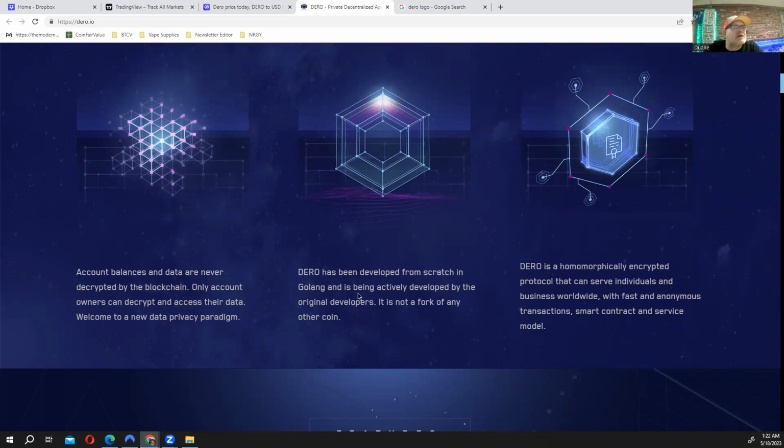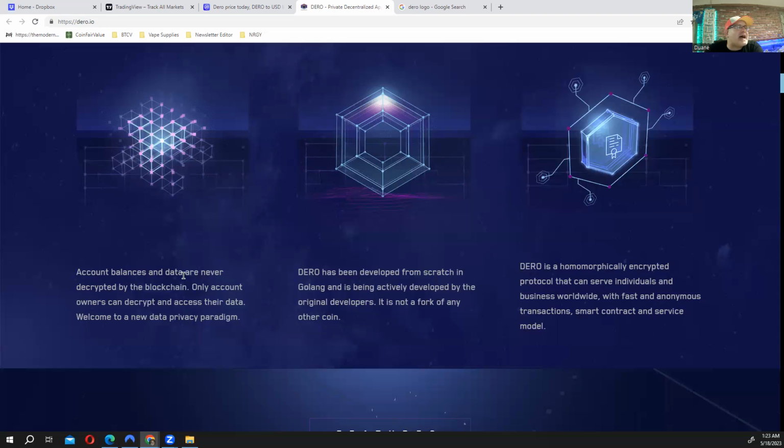Dero has been developed from scratch in Golang. See, I don't even know what Golang is, and is being actively developed by the original developers. It is not a fork of any other coin. That's one thing that I personally dislike about some of these coins that come out. They use these big words, and unless you really research what those words mean, the average person is not going to understand the lingo right off the bat.